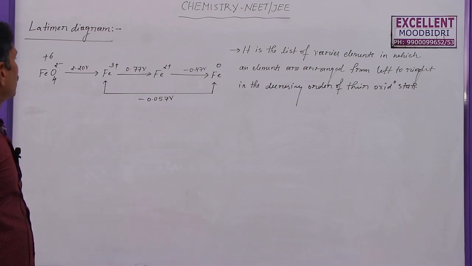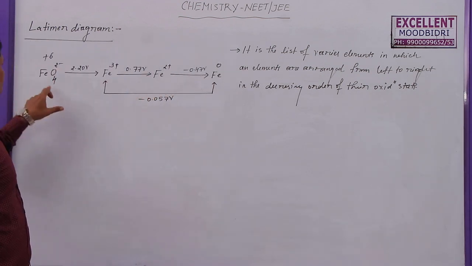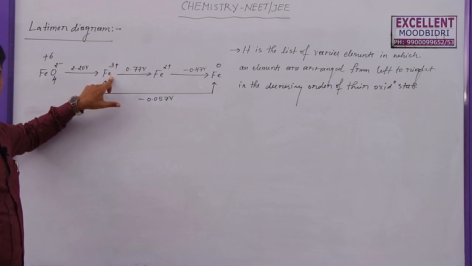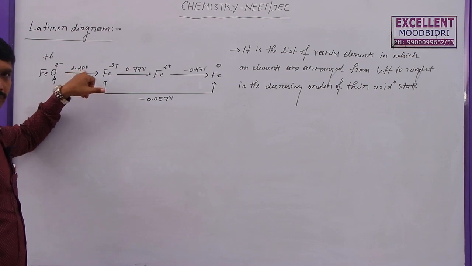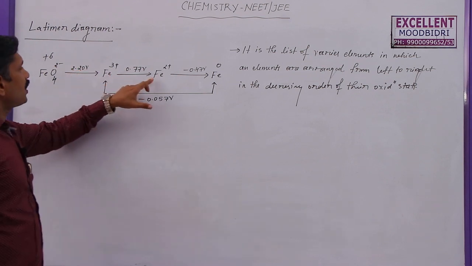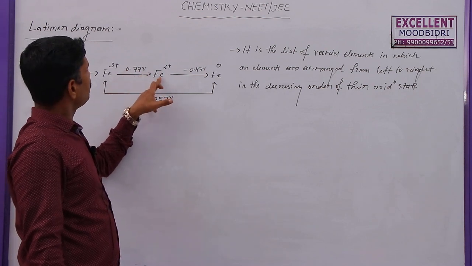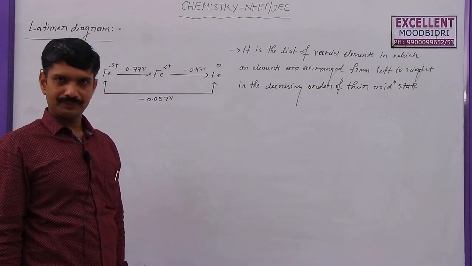So now I want to say, actually FeO4 2 minus changes to Fe3 plus. What is the standard reduction potential required here? Standard reduction potential here is 2.20 volt. Fe3 plus to Fe2 plus is 0.77 volt. Fe2 plus to Fe is minus 0.47 volt.